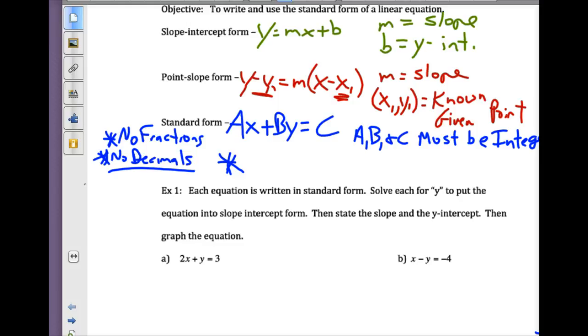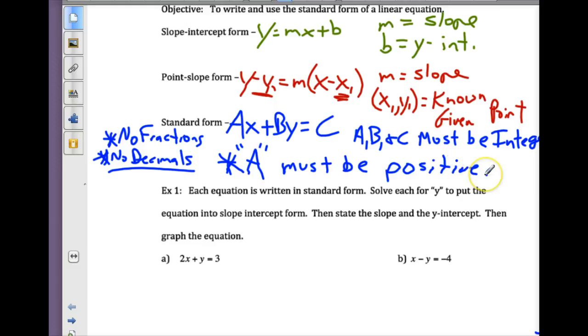Something important. I know it sounds tough about this. A, the variable A, must be, besides an integer, what else do you think the number A has to be? Say it again. Positive.